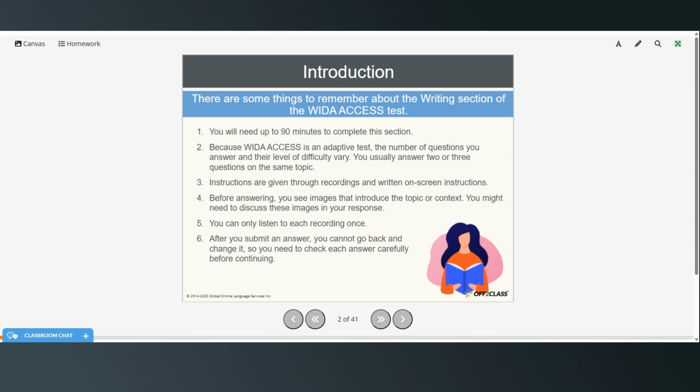So you can pause the video and read this introduction information on your own and then restart the video when you're ready to continue.